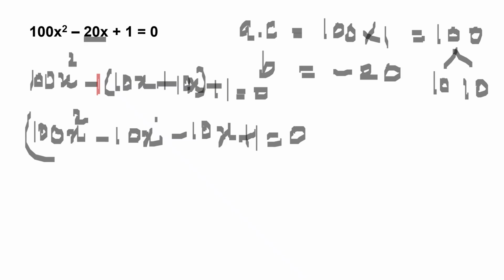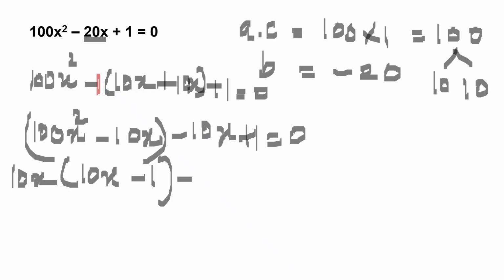Now take the first two terms. Common factor is 10 and x, and inside the bracket you will get 10x minus 1. Again, if I take minus 1 as a common factor, then inside the bracket I will again get 10x minus 1. So 10x minus 1 is a common factor.